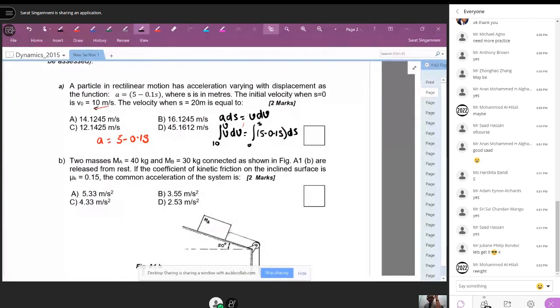And the answer for this one, where is the key answer? You should get 16 point something. The answer is B. All right, any question?